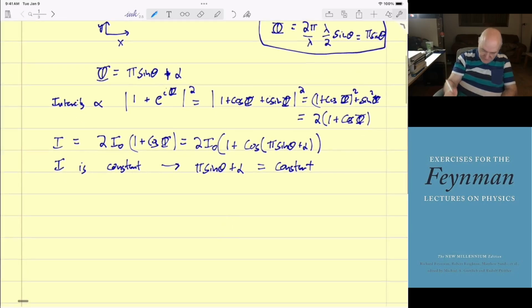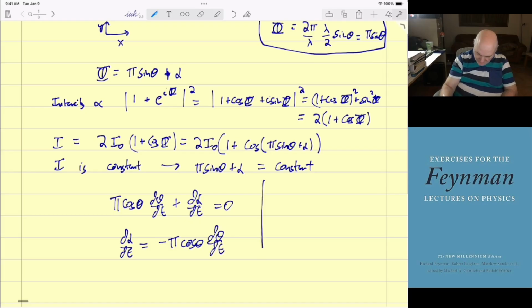So differentiating this, we get pi cosine theta d theta dt plus d alpha dt equals 0. So this basically solves our problem. d alpha dt is equal to minus pi cosine theta d theta dt.